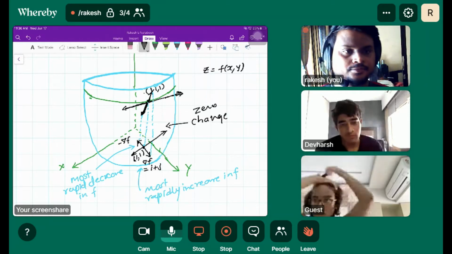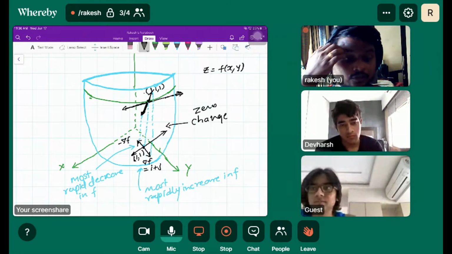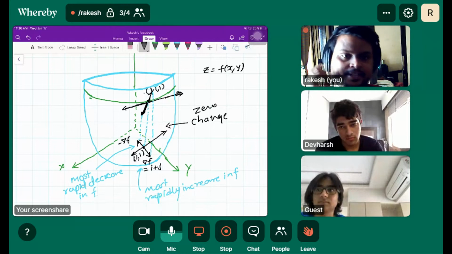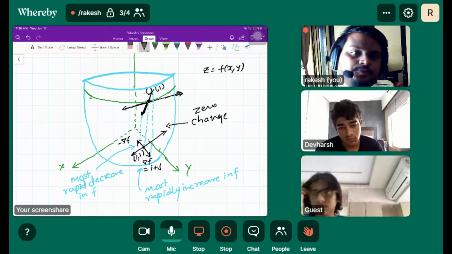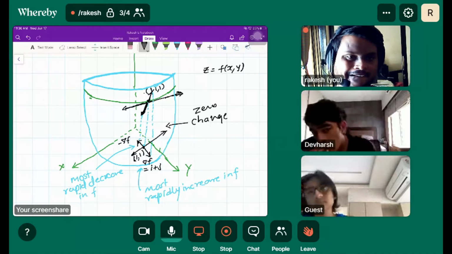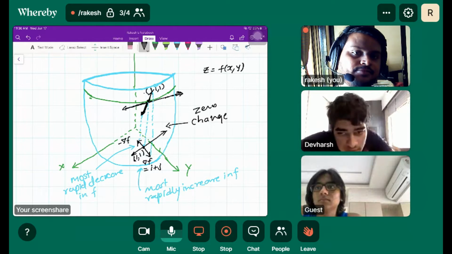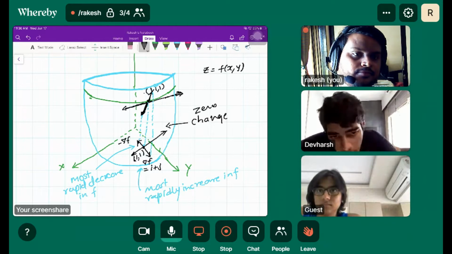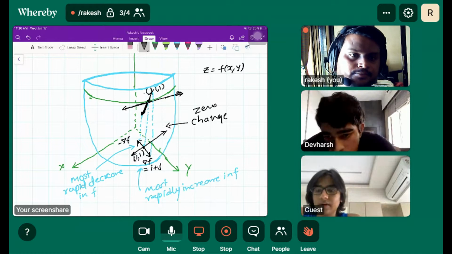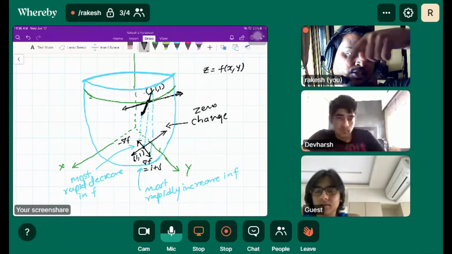Done? Drawn? Cool. So I'll be asking some questions here based on this diagram. Can you see the level curve? Where is that? Yeah, that's the green colored line. Perfect. The level curve is drawn.